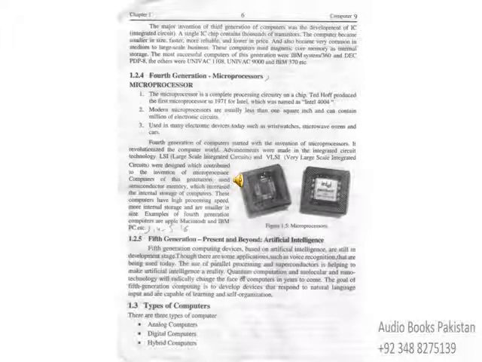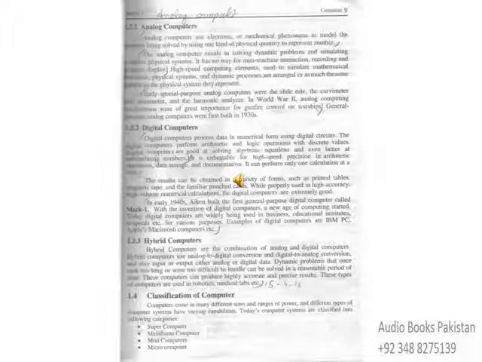There are three types of computers: analog computers, digital computers, and hybrid computers. 1.3.1 Analog computers. Analog computers use electronic or mechanical phenomena to model the problem being solved by using one kind of physical quantity to represent another. The analog computer excels in solving dynamic problems and simulating complex physical systems. It has no way for man-machine interaction, recording and graphic display.